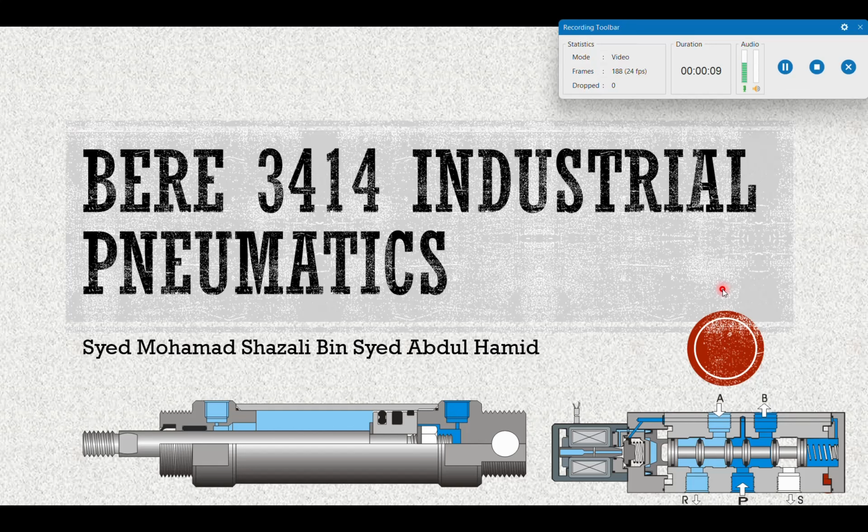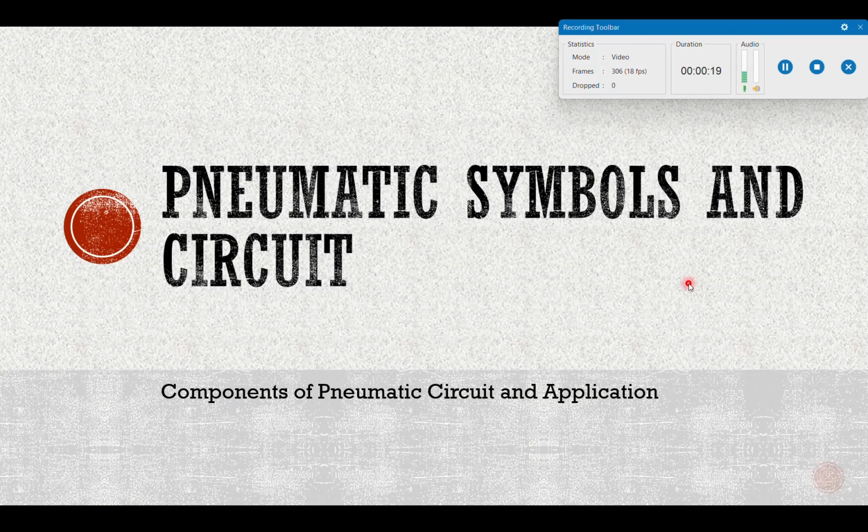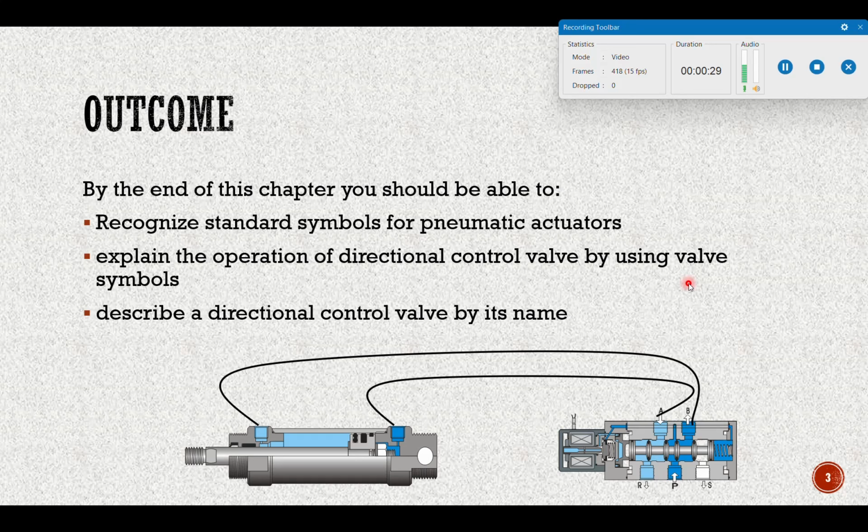We are going to continue our second lecture on industrial pneumatics. We're going to look into the second chapter today, pneumatic symbols and circuits. For this lecture, we're going to look into components of pneumatic circuits and applications.